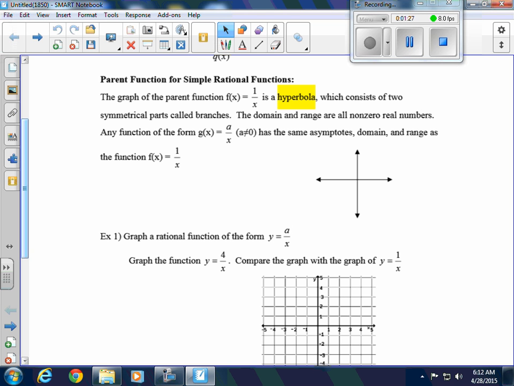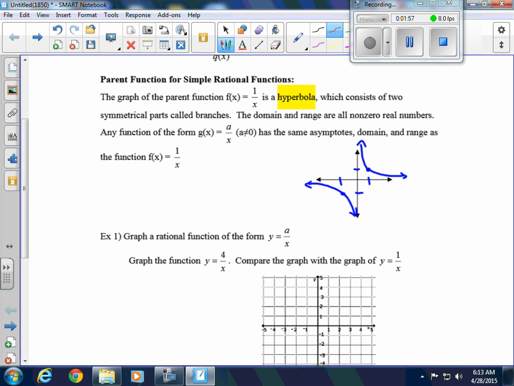So if we look at the parent function, 1, 1 is one of the ordered pairs. This branch is going to go this way. This branch is going to go this way. We have -1, -1, and the branch is going to go this way. And we said the domain and the range are all non-zero real numbers.